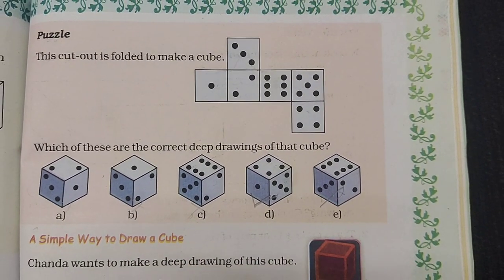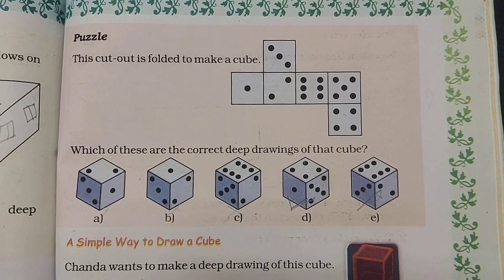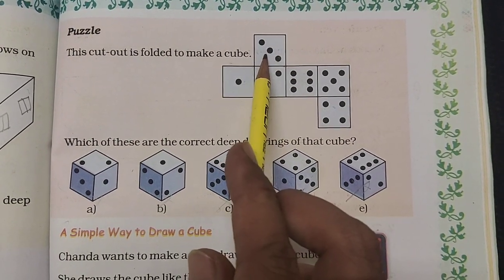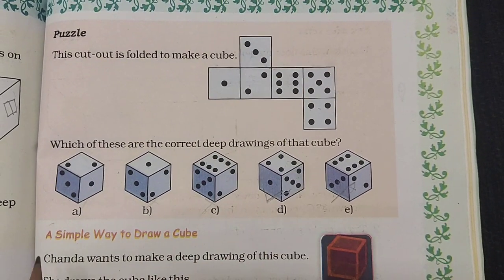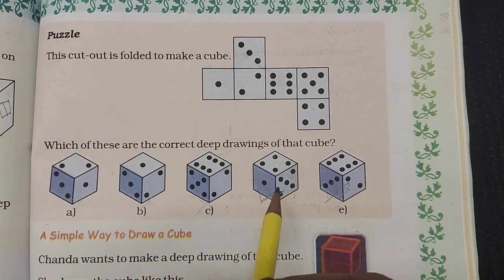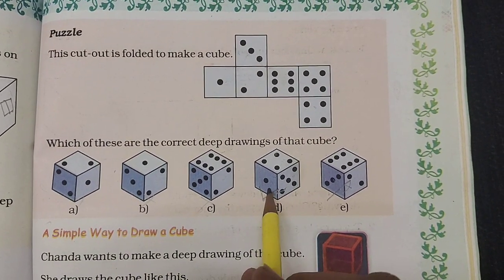Got it, students? What have we identified here? We identified the numbers which are given on the top, on the sides or on the bottom. According to the numbers, we identified the cube. So this one, D, is correct.